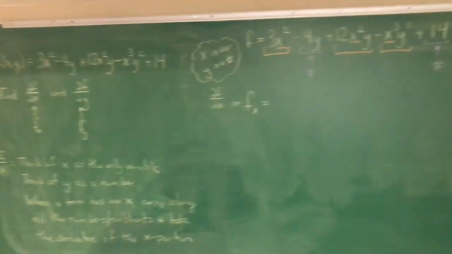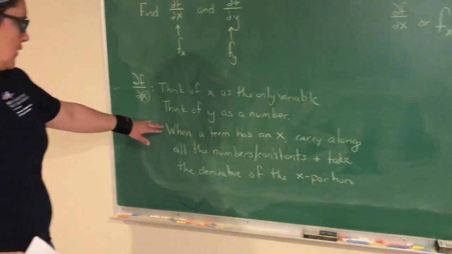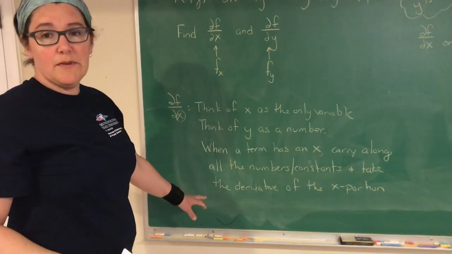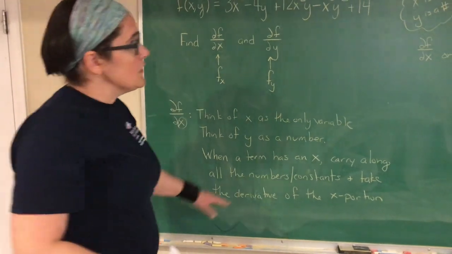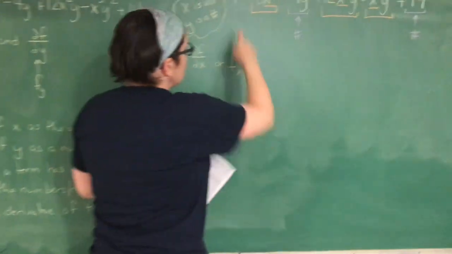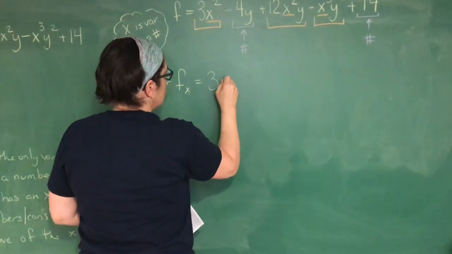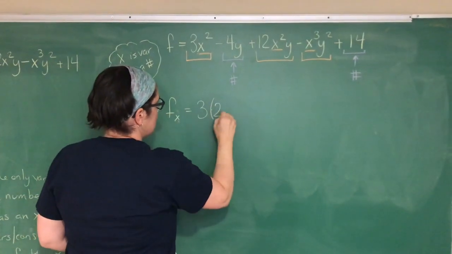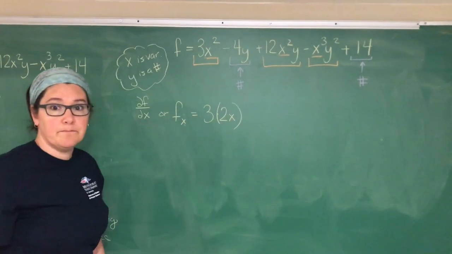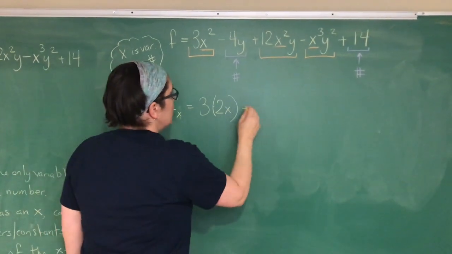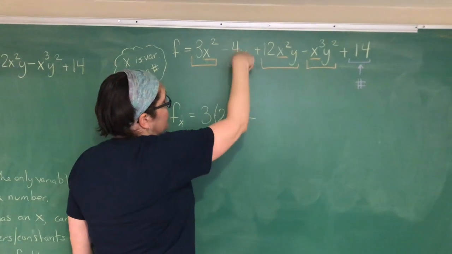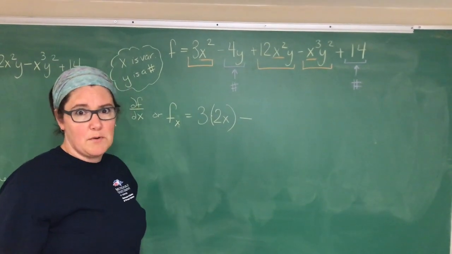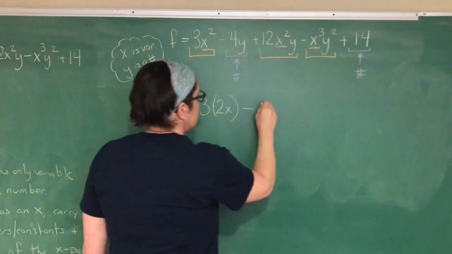All right, so 3x squared. According to my instructions, when a term has an x, we're going to carry along all of the numbers or constants and take the derivative of the x portion. So for 3x squared, I'm going to carry along the 3, and I'm going to take the derivative of x squared. So I have 3 times 2x. Okay. Now I have a minus sign. This 4y, no x is involved whatsoever, so we think of that 4y as a number. Its derivative is 0.